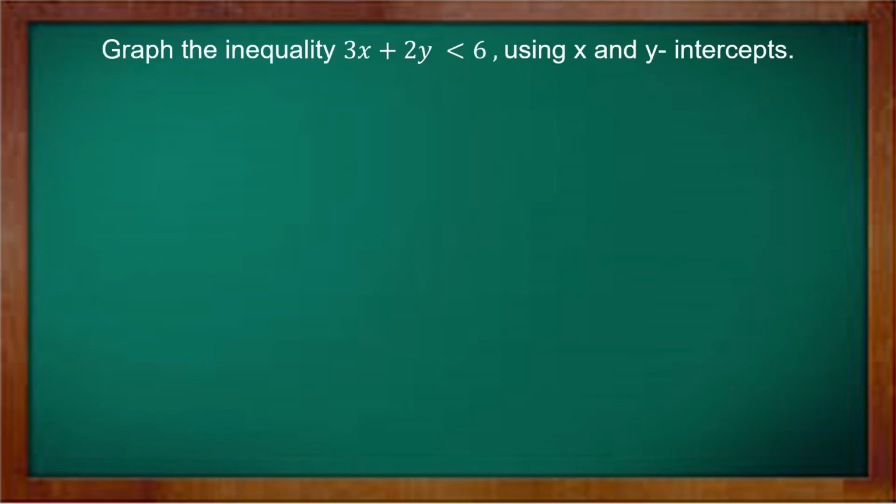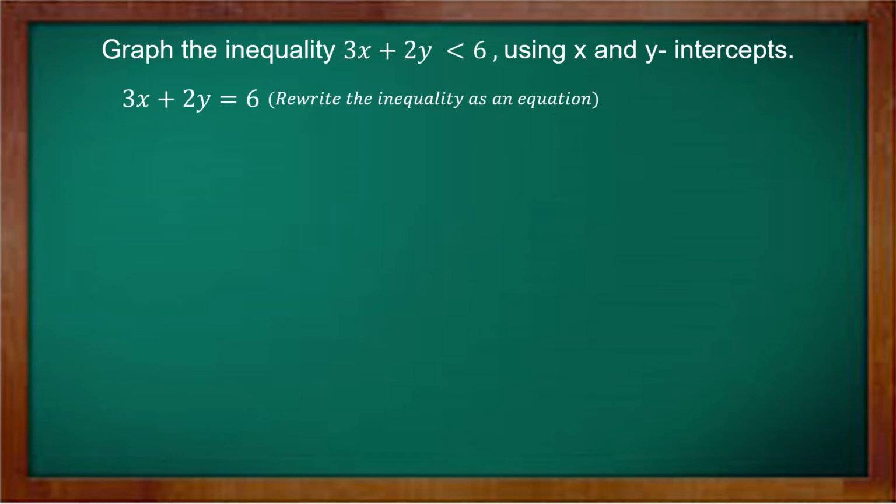Now, it's time for us to go through the examples so that you will understand and learn how to graph linear inequalities in two variables in an easy way and easy steps. As part of the demonstration, I will use the three methods mentioned earlier. We have here our first example: graph the inequality 3x plus 2y less than 6 using x and y intercepts. For graphing linear inequalities in two variables with this method, we first need to find the x and y intercepts, of course.